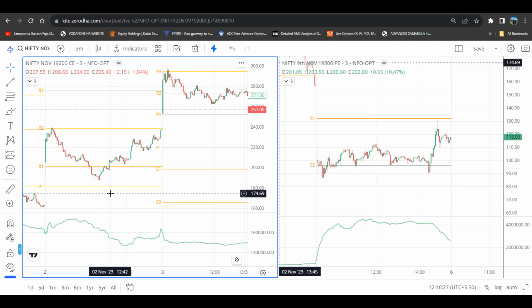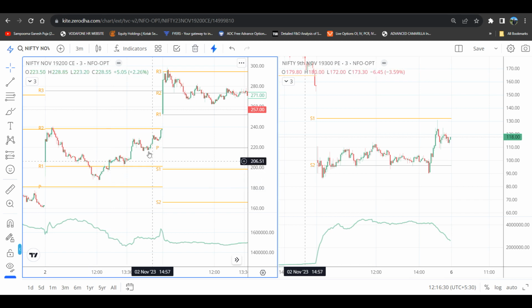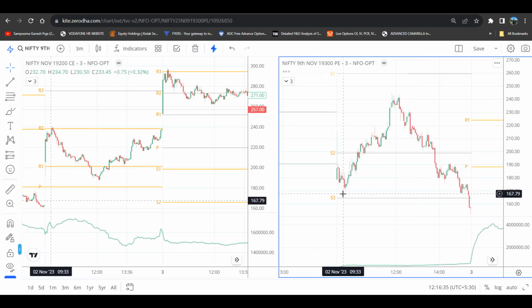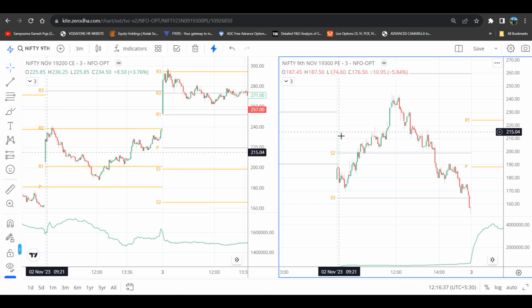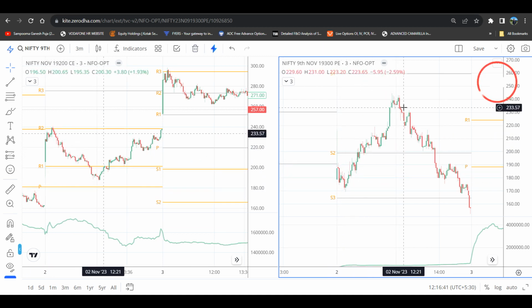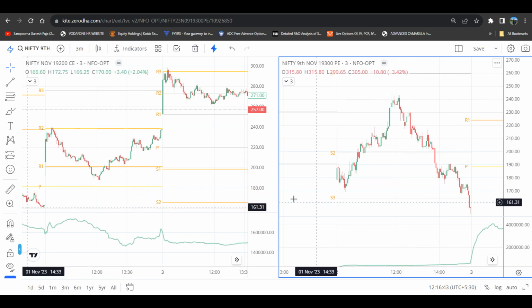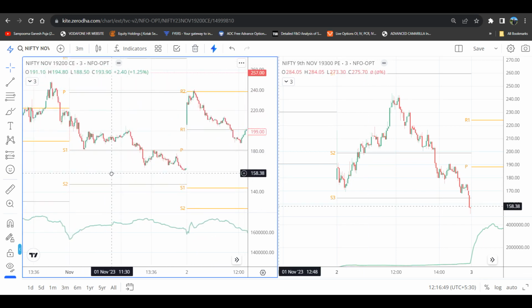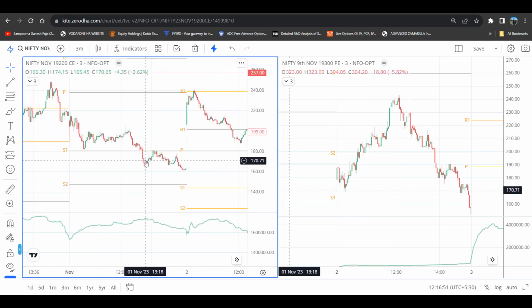Okay, so whenever we are seeing the options charts, the first thing we have to look at is our pivots. Whenever we are looking at the pivots, we can understand where exactly we can get the bounce, where exactly we can get the reversals. Now if at all we are seeing these kind of charts, right? So what will you understand now?